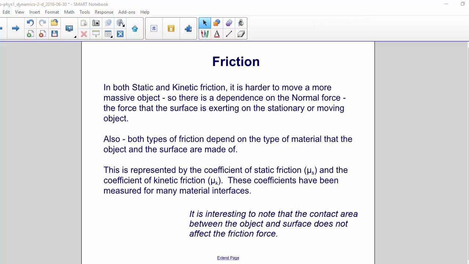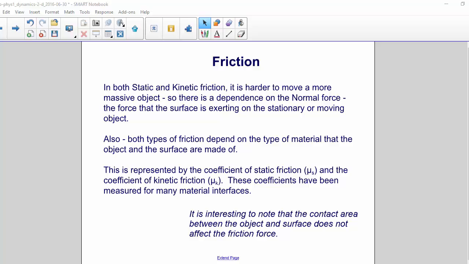In both static and kinetic friction, it is harder to move a more massive object, so there's a dependence on the normal force, the force that the surface is exerting on the stationary or moving object. You could also think of this as if you're trying to rub your hands together. If you press your hands really hard together, you feel more friction than if they're just lightly pressed together.